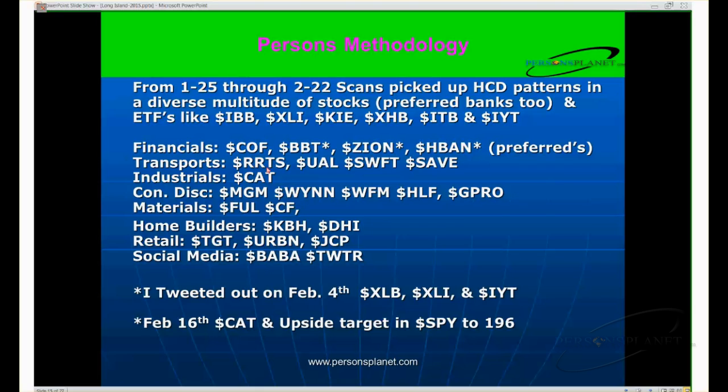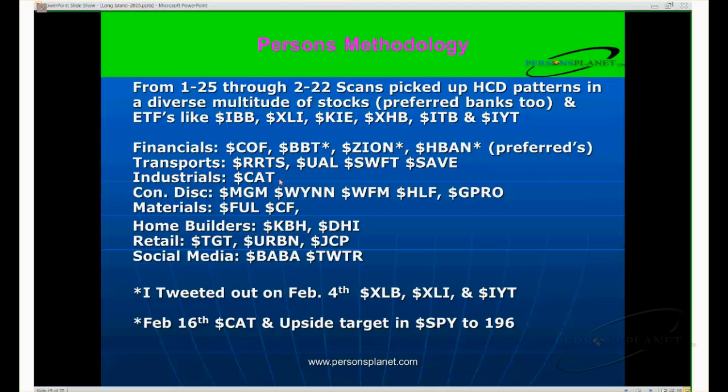This is a stock, the transports, which we just traded dynamically. You might not be familiar with it, but it's a small little trucking company called Roadrunner, RRTS, United Airlines, Swift, Saia, Caterpillar, which is something I've been joking about. It's the year of the cat because of that Al Stewart song. Caterpillar could see a dynamic upside move over the course of the next 8 to 10 weeks.